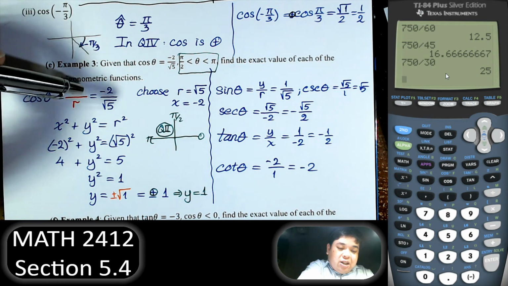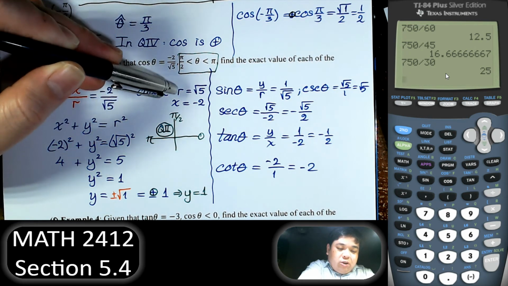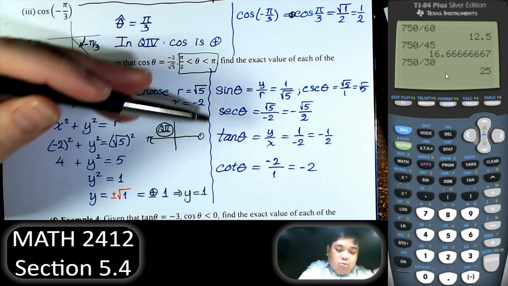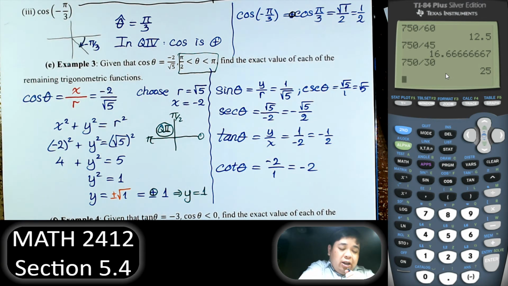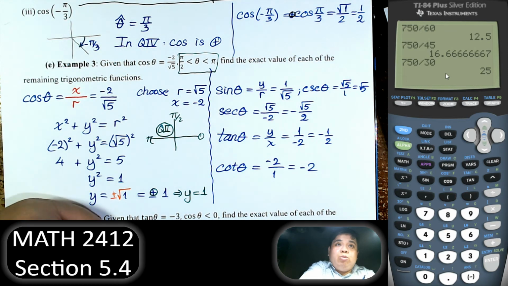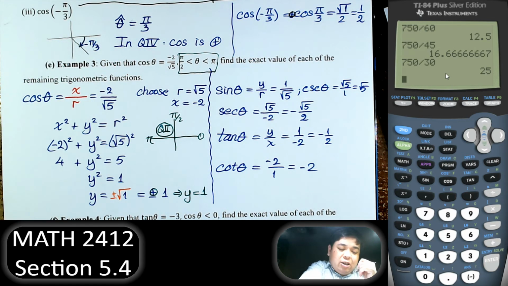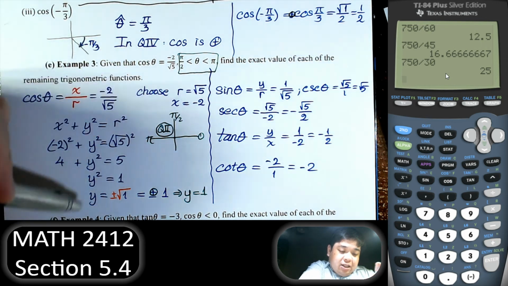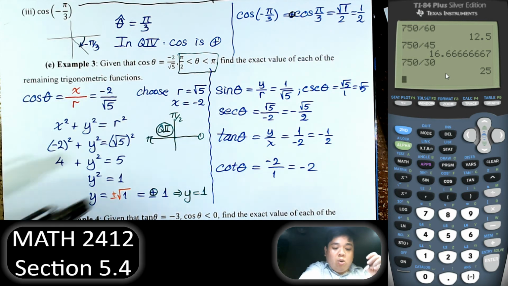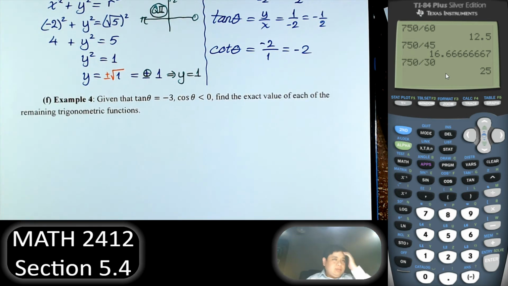So in this case, x is negative 2, and r is always positive, square root of 5. So that's why we can choose r to be square root of 5, x is negative 2. Next problem might be different. And then in this case, y is plus or minus 1, we're going to choose 1 because it is in quadrant 2. Once again, using the definition, if we have x, y, and r, we have all 6 trigonometric functions.